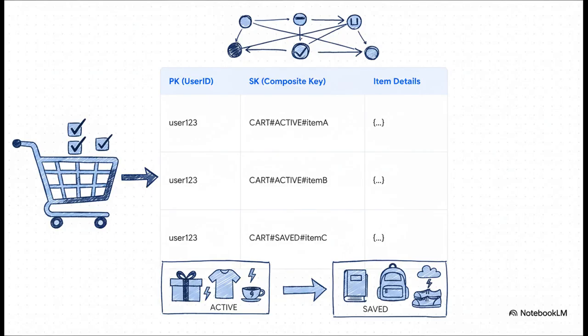Check out this e-commerce example. The partition key is just the user ID, but look at the sort key. It's a composite string that includes the item's status, either active or saved. This is just brilliant, because now, to get everything in the user's active cart for checkout, we can run a single, highly efficient query that just asks for sort keys that begin with cart/active.